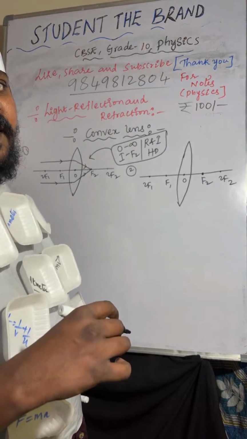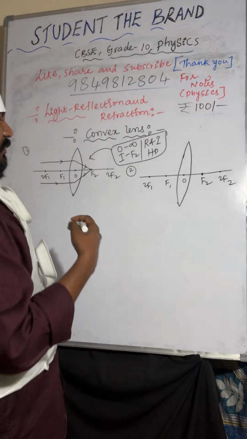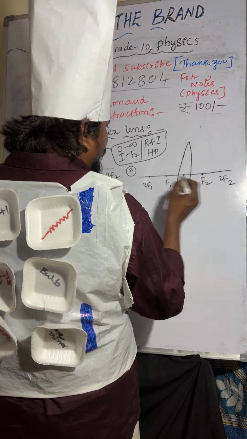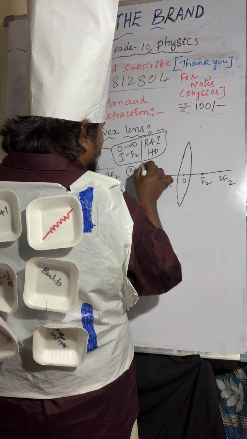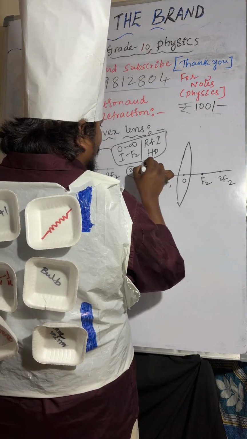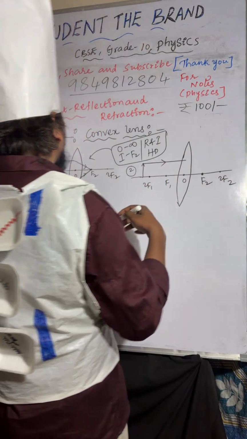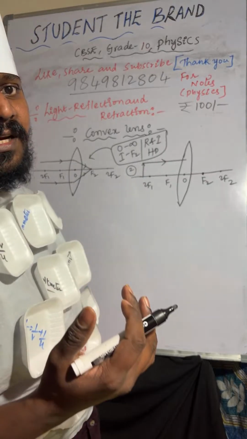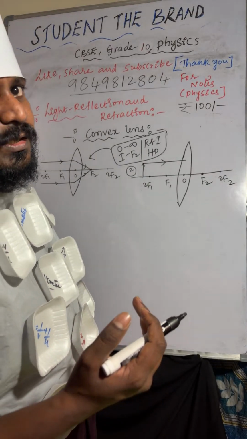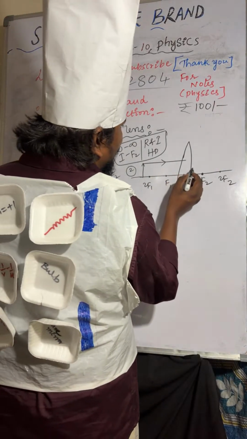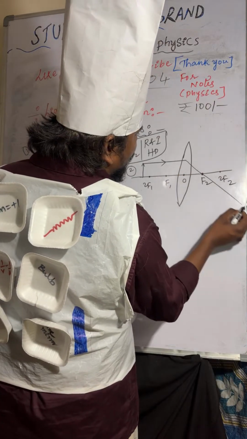Where is the object placed? Object is placed beyond 2F1. Where will the image form? Between F2 and 2F2. So just take the light ray. How many light rays are required to form the image of the object? Minimum 2 light rays. So I am taking one, it passes through focus.